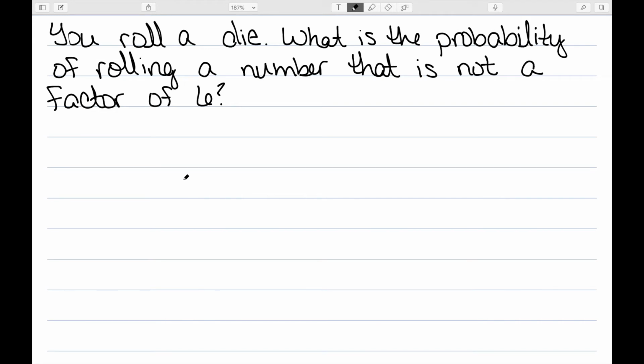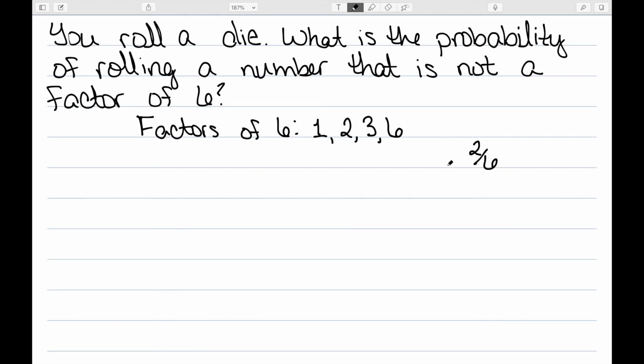You roll a die. What is the probability of rolling a number that is not a factor of 6? For this one, we might want to think through the actual factors of 6. Well, these are numbers that divide into 6 evenly, so 1, 2, 3, and 6. We may be able to look at this and realize that the things that are not factors of 6 would be 4 and 5, so there's a 2 out of 6 chance.